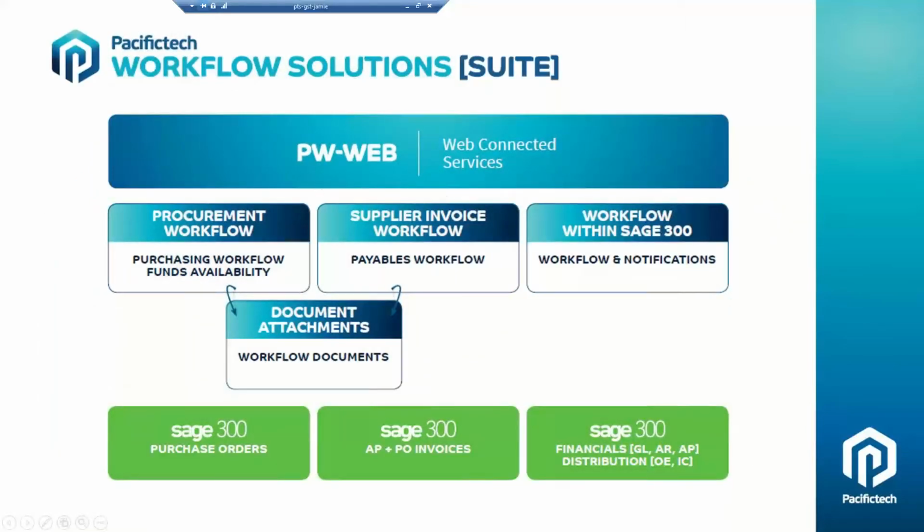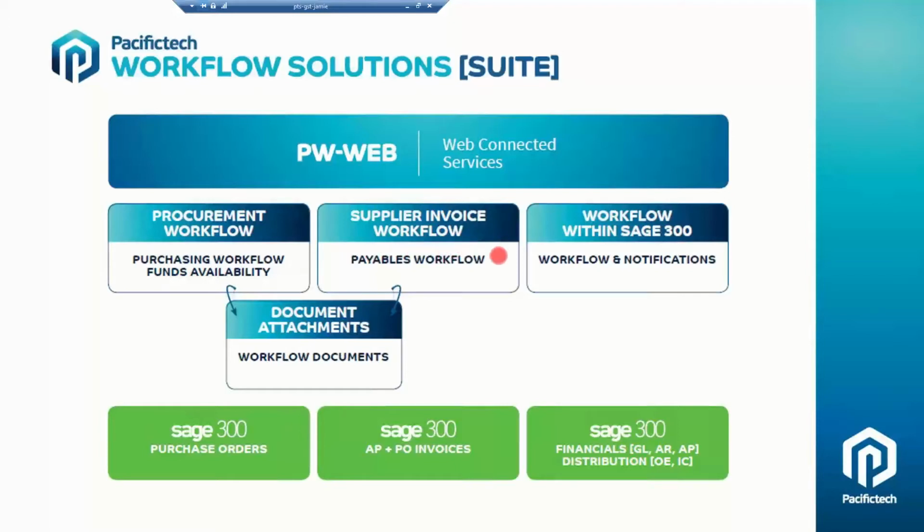Now this diagram is looking at the workflow solutions. First of all, we've got our purchasing workflow, which is the whole procurement side of things. The users do requisitions, go through an approval process and create a purchase order. For a lot of companies, that's a very important part of their solution.